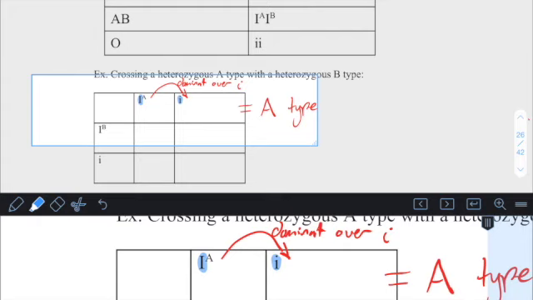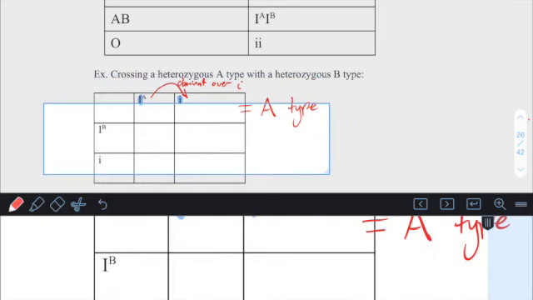I forget what the dominant I is supposed to stand for. It does mean something, but I'm forgetting it right now. I think usually around this time in the class I get Google out and I search it, but we'll see. If anybody wants to look up what the capital I in A-type blood stands for, that would be helpful maybe. Maybe not helpful.